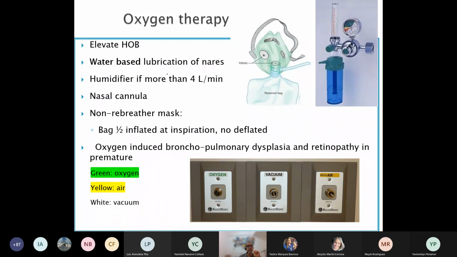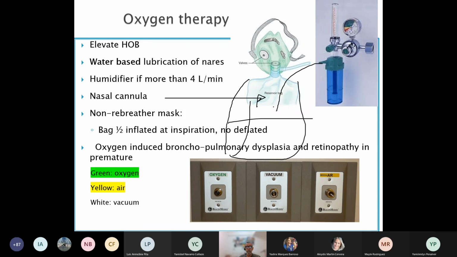This is one of the risks that can be avoided, or minimized, with elevation of the head of the bed. Remember that the amount of oxygen needed for a non-rebreather mask is whatever flow in liters per minute is necessary to keep the bag half inflated during inspiration. Remember that what you have in the bag is only oxygen, 100%. And when the patient breathes, they incorporate this oxygen into the lungs.